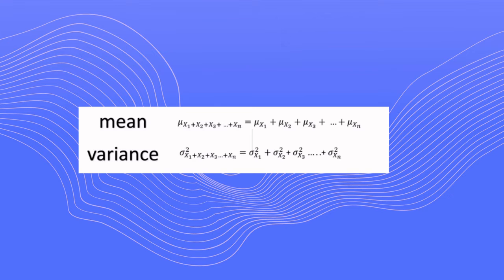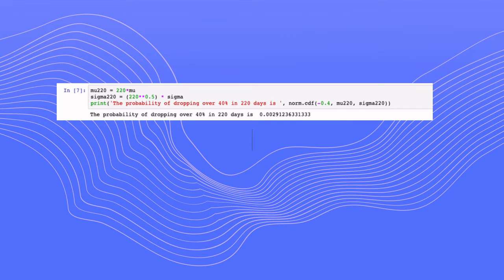To get the mean and variance of a year's return, we have formulas for the sum of variables. We need independence when we compute the variance. If the daily returns are independent, the variance of a yearly return is equal to the sum of the variances of 220 daily returns. From these lines of code, there is only a less than 0.29% chance of the yearly loss being more than 40%.